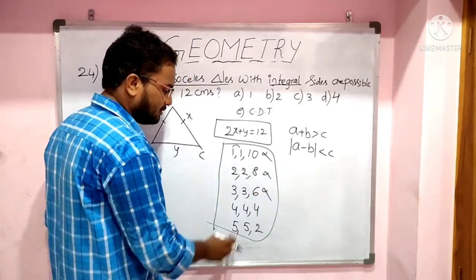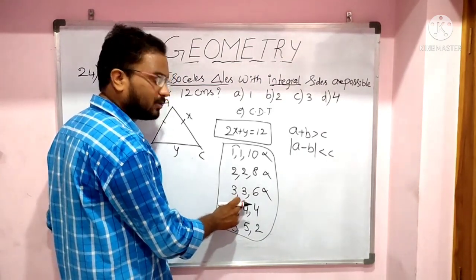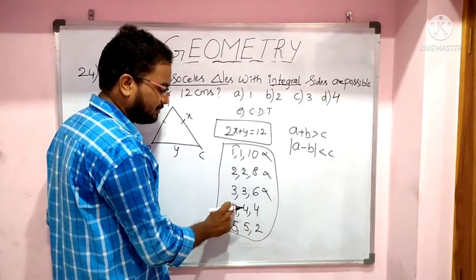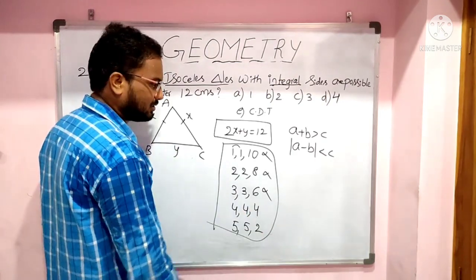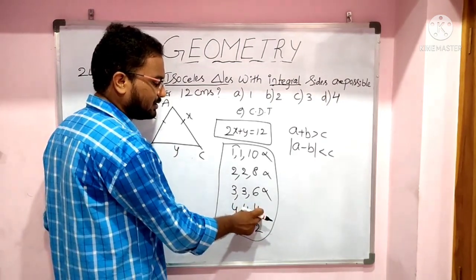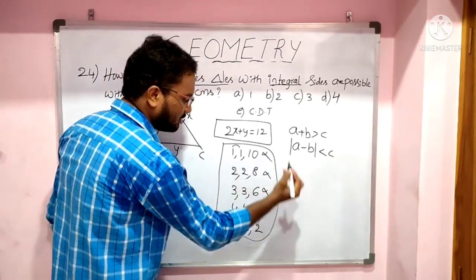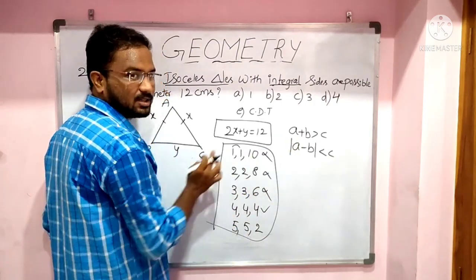Next, the sum of two sides, 4 plus 4, is 8. 8 is greater than 4. Next, the difference of two sides, 4 minus 4, is 0. 0 is less than 4. So the sum of two sides is greater than the third side and the difference of two sides is less than the third side. So this is one pair. This pair satisfies these two relations.